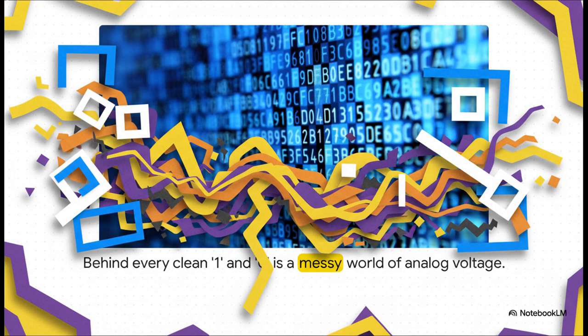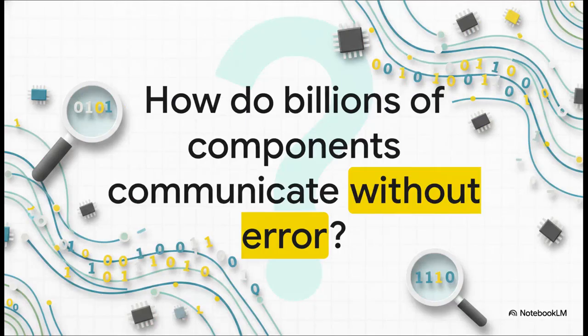We love to think of the digital world as these perfect, clean ones and zeros. It's so tidy, right? But the truth is, underneath all that perfection is a messy, chaotic world of analog voltage. We're talking fluctuations, dips, spikes, just pure real-world electrical noise. So that begs the question, right? How on earth do billions, literally billions of components on a modern chip, all chattering away, communicate without a single error? I mean, every one has to be seen as a one and every zero a zero millions of times a second. How does that even work?